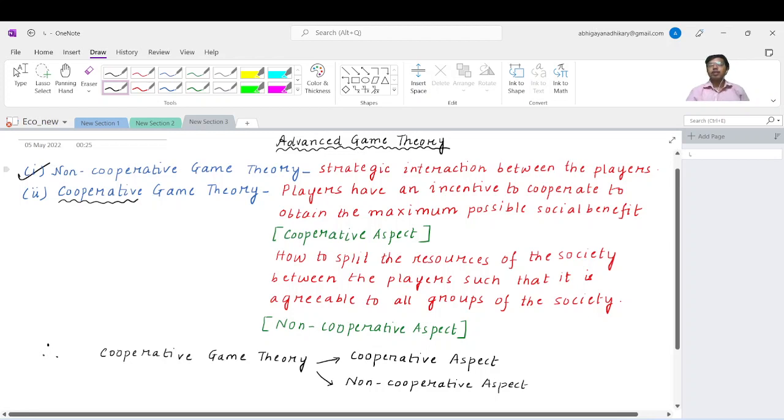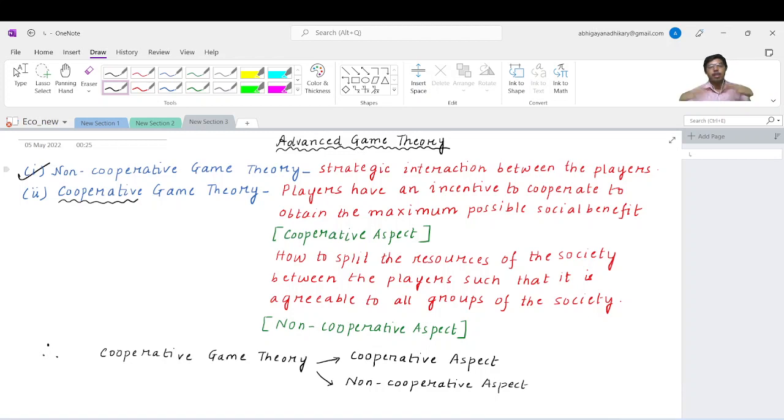That means over here that players of the society, or if you take any set of players as a whole, they have an incentive to cooperate because they know that cooperation will bring greater social benefit. Now, obviously, the social benefit term is a very generic term over here. It might be in terms of profit, revenue, utility, production, it can be anything. So it's a very generic term in the sense which I'm using.